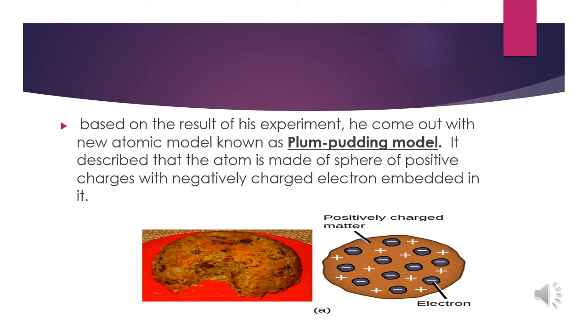And based on the result of his experiment, he came out with a new atomic model known as the plum pudding model. It described that the atom is made of a sphere of positive charges with negatively charged electrons embedded in it.